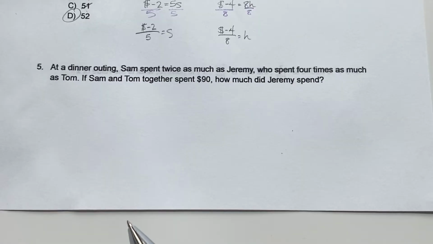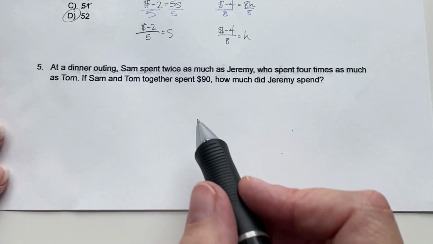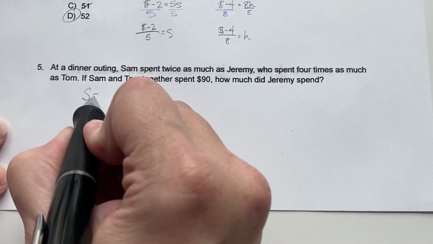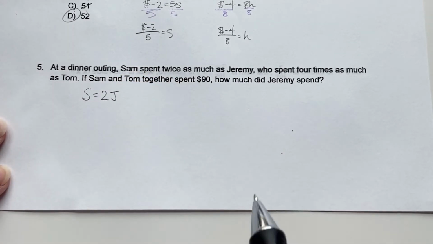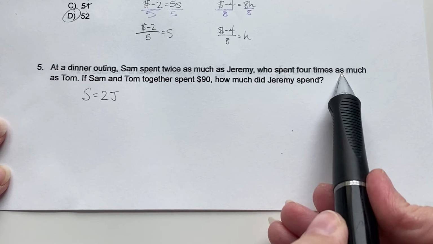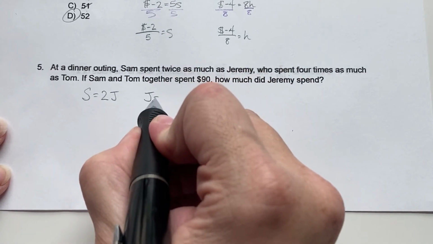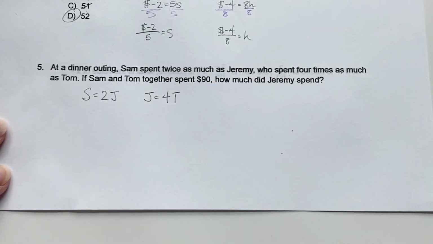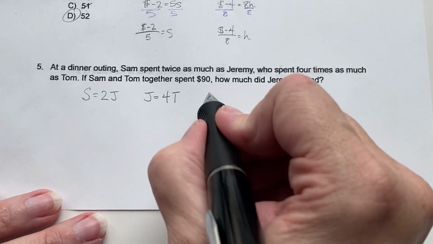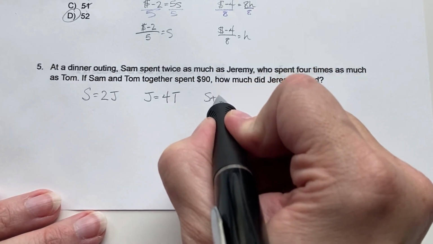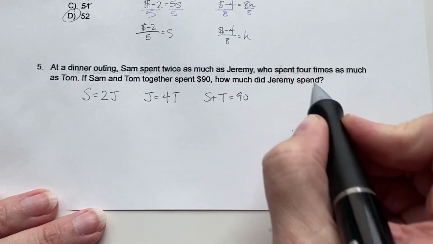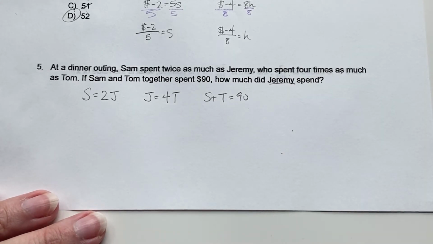Okay. At a dinner outing, Sam spent twice as much as Jeremy. So Sam equals 2J. Jeremy spent 4 times as much as Tom. So Jeremy equals 4 times Tom. If Sam and Tom spent $90, how much did Jeremy spend?